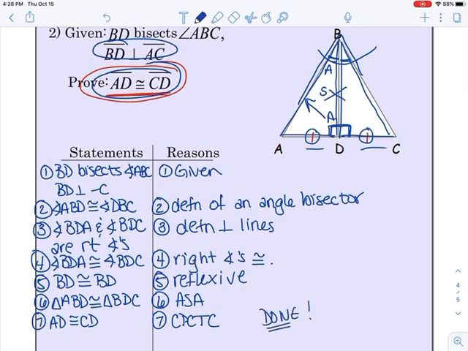Literally all we're doing is adding a step. So the last step is always going to be that the two things are congruent by CPCTC. You just need to figure out the triangles that are congruent first.